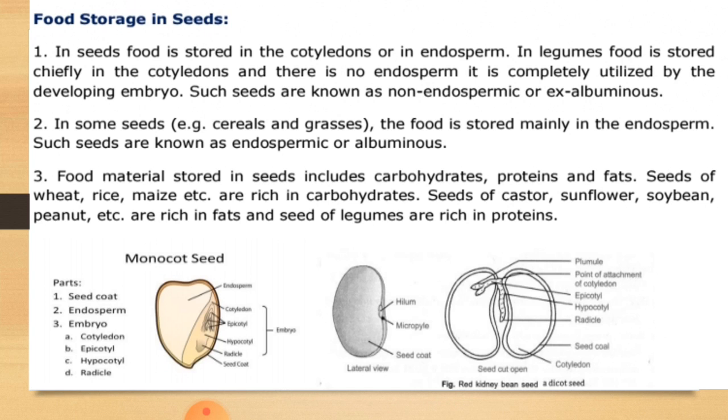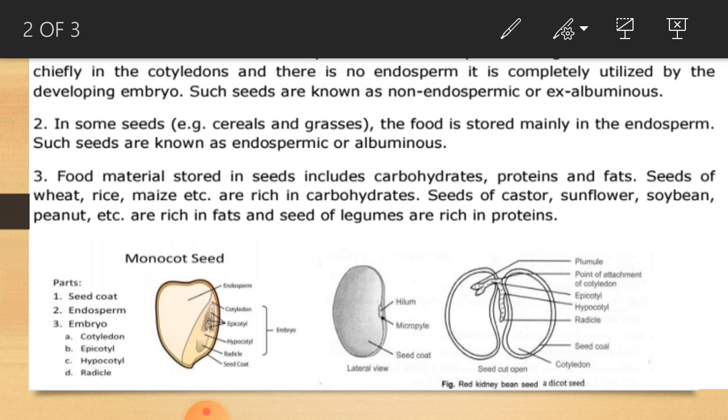Those seeds where the food is not stored in the endosperm but is stored in cotyledons for the developing embryo are known as non-endospermic seeds or ex-albuminous seeds. It is mainly found in these dicot seeds.